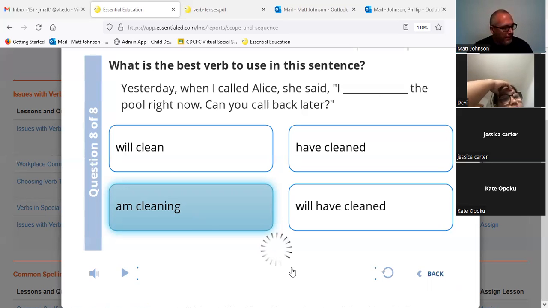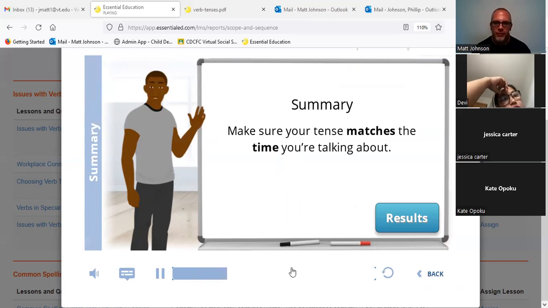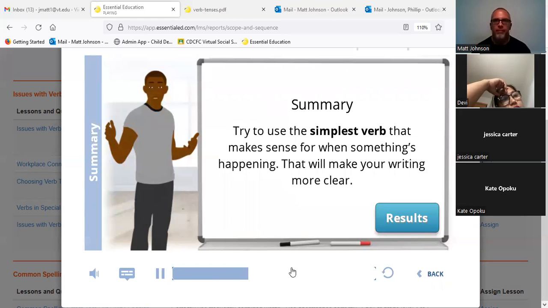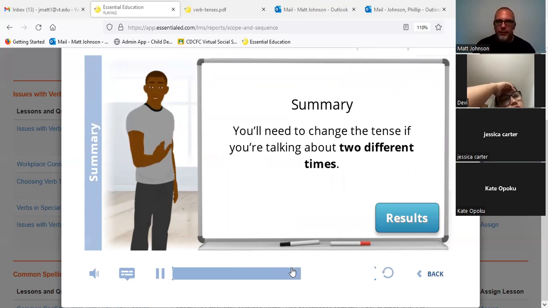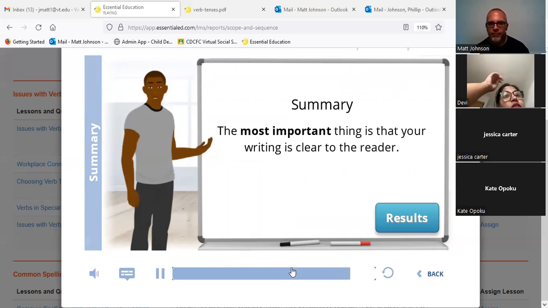Thanks for taking this lesson. Verb tenses can get confusing, but just try to follow a few guidelines. First, make sure your tense matches the time you're talking about. Second, try to use the simplest verb that makes sense for when something's happening. That will make your writing more clear. Third, don't change tenses for no reason, but you'll need to change the tense if you're talking about two different times. The most important thing is that your writing is clear to the reader, and that means being clear about when things are happening. And that's what tenses tell you.